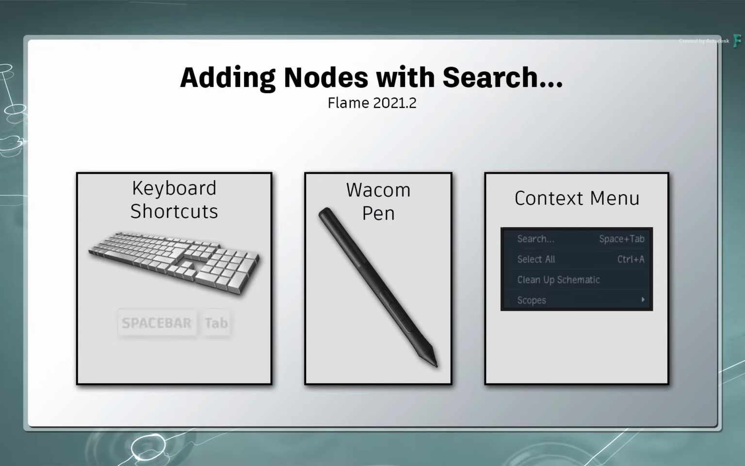Now for convenience sake, search is mapped to multiple keyboard shortcuts, the pen, and context menu. You've just used Space Tab, but you could also press F12. If you're using a pen and tablet, you can hold Control and click button 2 on the pen with your thumb. And finally, if you prefer a menu option, just right-click for the context menu.